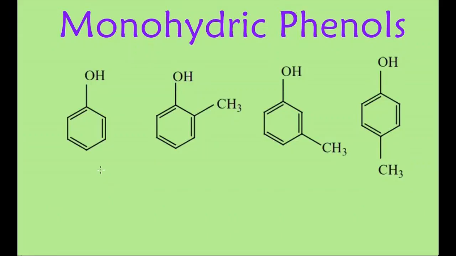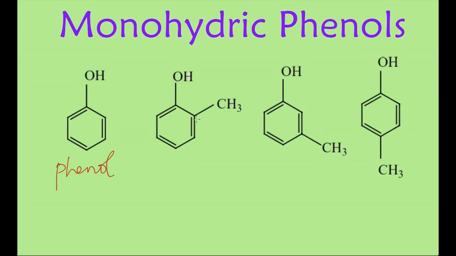Now let's discuss monohydric phenols. That is, only one OH group will be there. The first one is phenol. The common name and IUPAC name of this compound is phenol. And the second one is called cresol. In toluene, if an OH group is attached, it is called cresol. Or else, to the phenol, a CH3 group is attached, that is known as cresol.